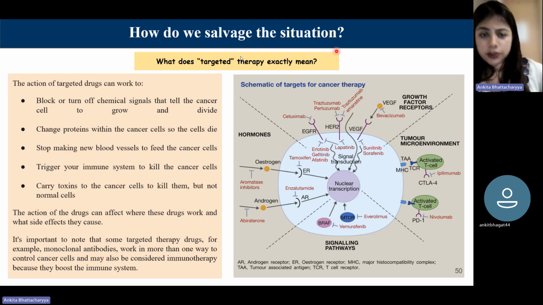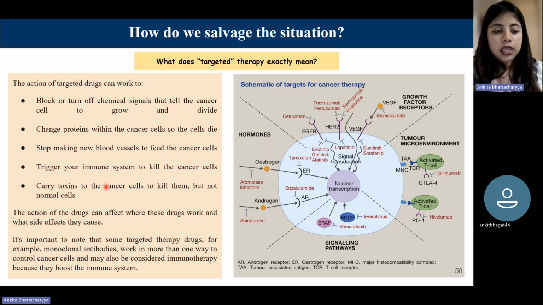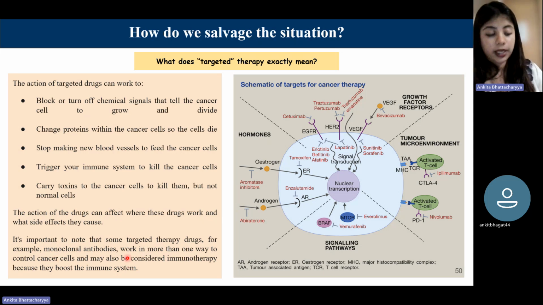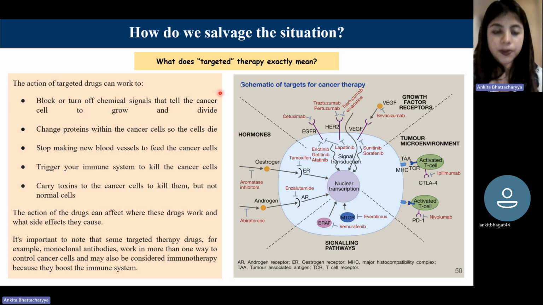There are different strategies that can potentially occur. The action of the drugs can affect where these drugs work and what side effects they cause. And it's important to note that some targeted therapy drugs, for example, monoclonal antibodies, work in more than one way to control cancer cells, and often they can also be considered as immunotherapy because they boost the immune system.